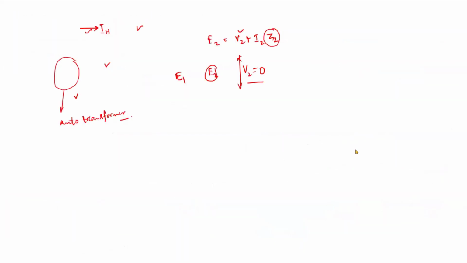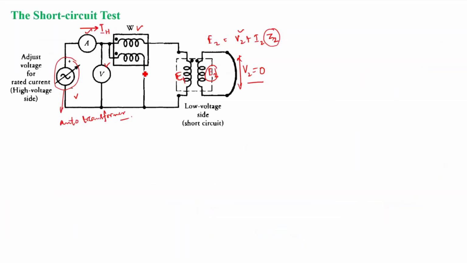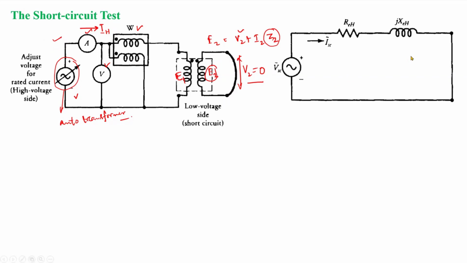Here, the short circuit test we are doing at the high voltage side, and the low voltage side is shorted. Therefore, your equivalent circuit will be referred to the high voltage side. Remember this, this equivalent circuit is referred to the high voltage side. So the equivalent circuit will only have the components REH and jXEH.